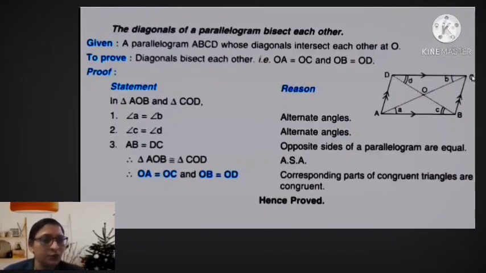Let us draw the two diagonals. Here we get the two pairs of triangles. We can select any two pairs. So we will take triangle AOB and triangle COD.